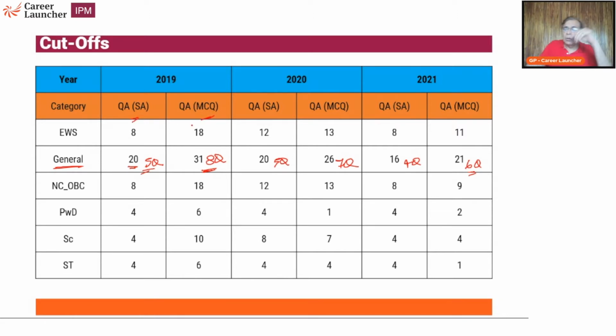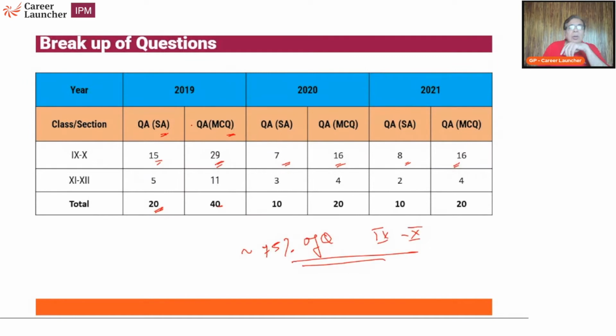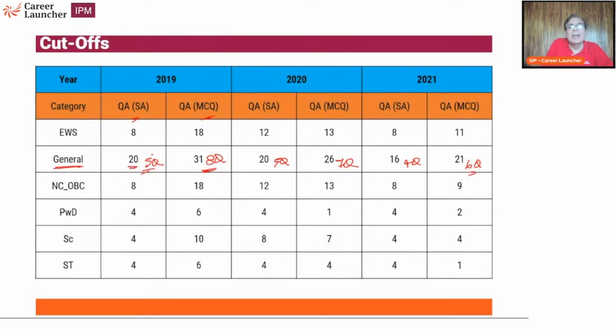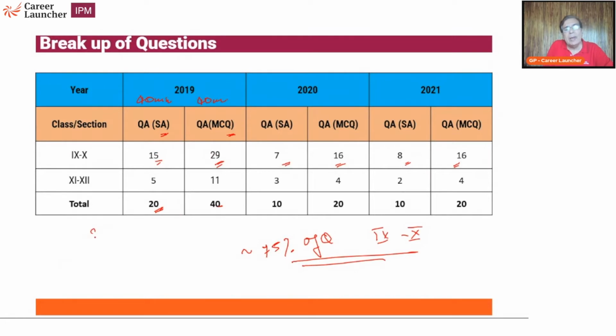Now, what is the time limit per section? Let's look at that also. In short answer, you have 40 minutes, and in MCQ also you'll have 40 minutes. So let me say I don't want to limit myself to 5 questions. Let me try to do 8 questions. So if I have to do 8 questions in short answer, I will have 5 minutes per question.